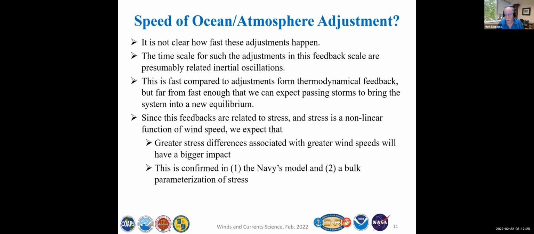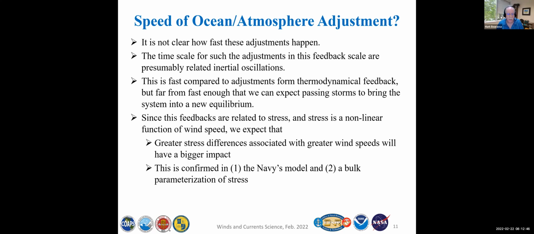So while this is fast compared to thermodynamics, and it does allow the atmosphere and the ocean to adjust much quicker than it would just with thermodynamic feedback, it's not fast enough for a system to come into equilibrium with a passing storm, unless that storm is very stationary.